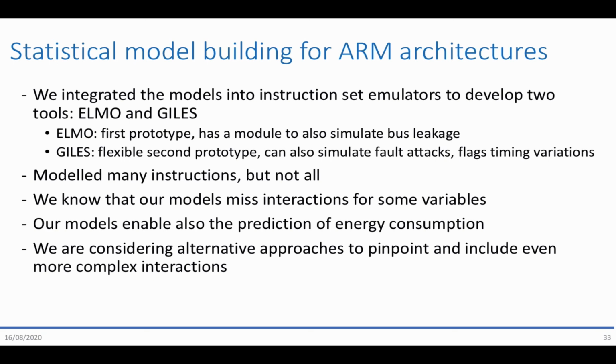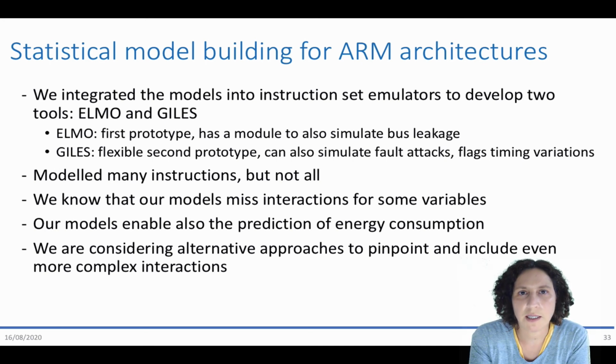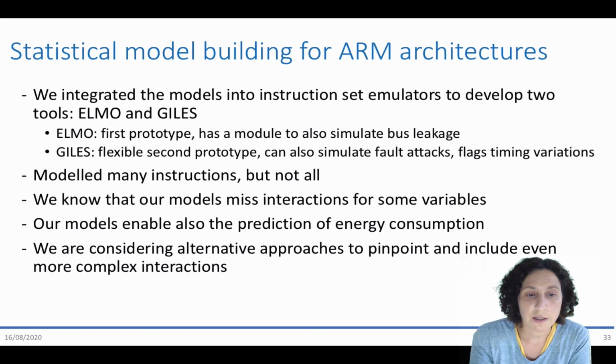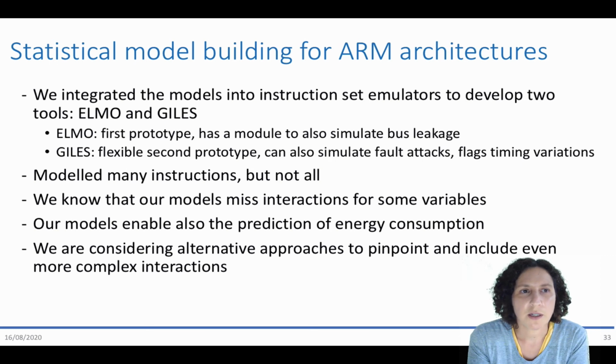Elmo was our very first prototype, and my back then student David put an enormous amount of effort into getting this working. Later on, my colleague C has added a module that gives you some indication of the bus leakage that's there. Elmo can also help you with setting up leakage detection statistically correctly. It has all sorts of little tools that help you to track leakage and to fix leakage. And then Giles is our second prototype. This one has been much more modular. And Giles also can do fault attacks, and it will flag timing variations as well.